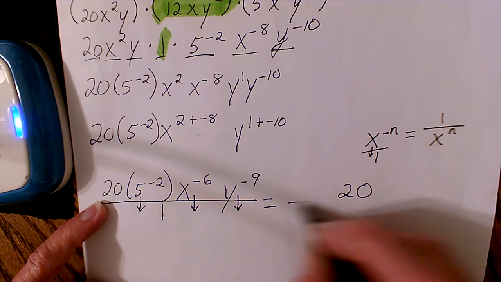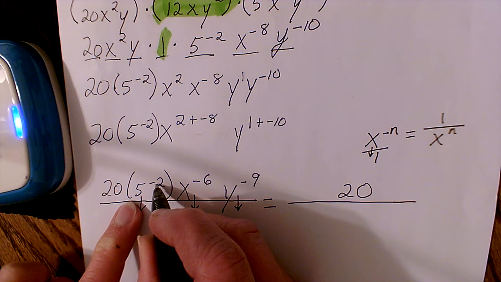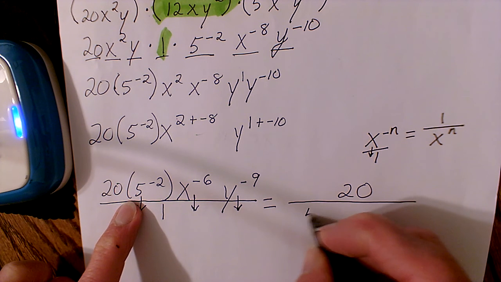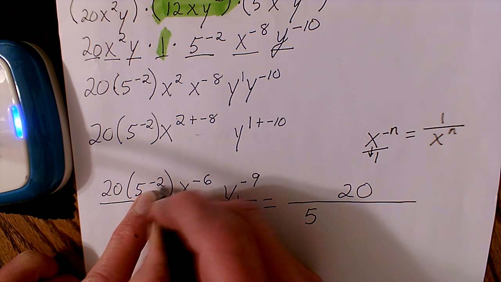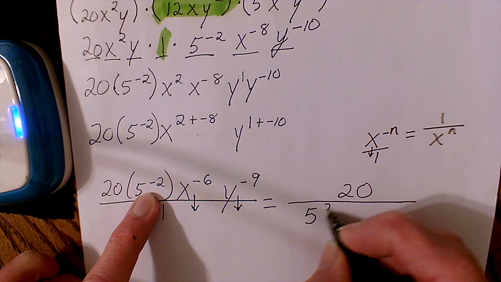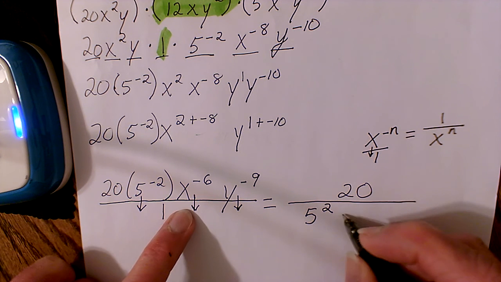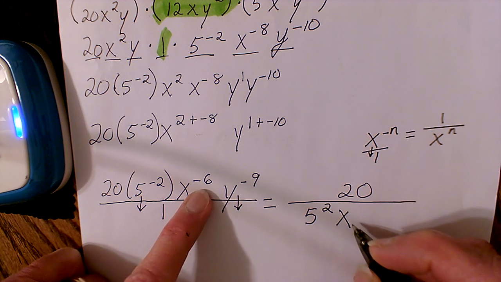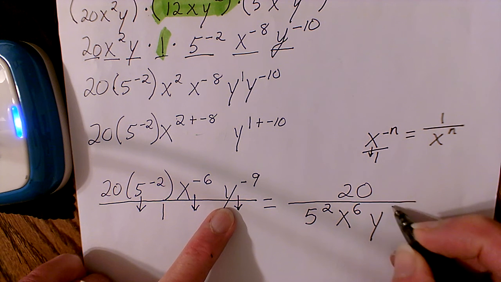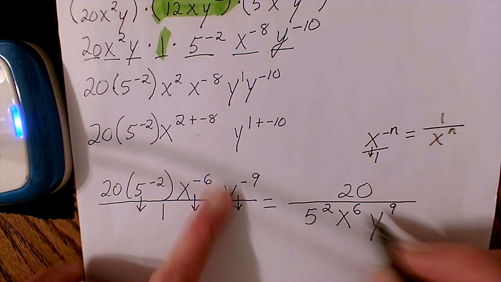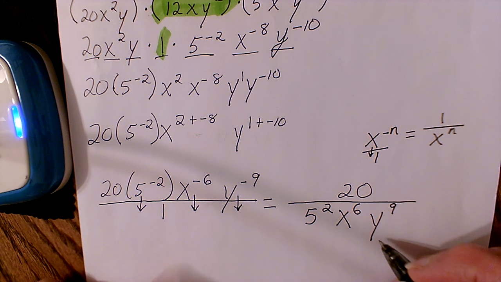We are moving the 5 to the negative 2 down. When it crosses this line of the fraction bar, it changes the sign of the exponent. So that becomes 5 to the second. Same thing happens with the x's, changes the sign, makes it x to the positive 6 and y to the positive 9. Make sure you change your signs when you bring them down.